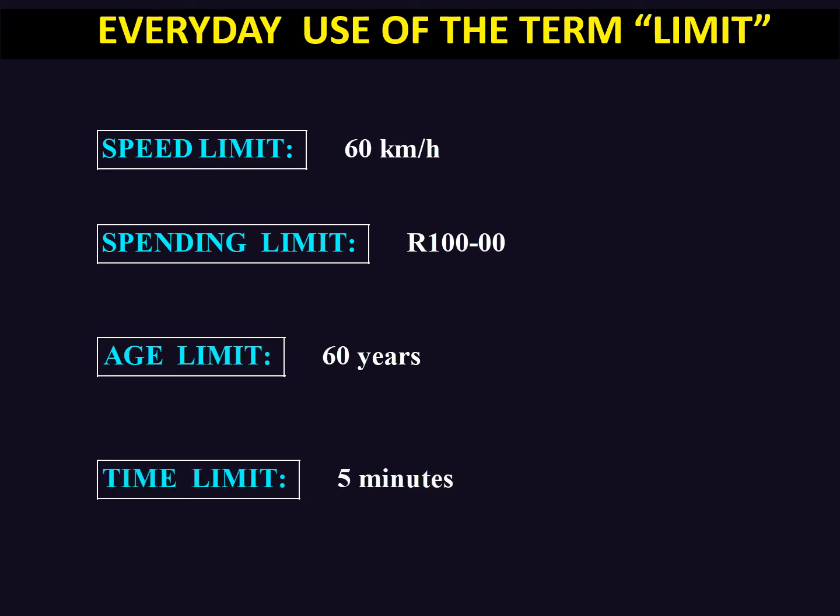Time limit. You're given a time limit of doing something in 5 minutes. You're expected to do it in 5 minutes. If you can do it in 4,9, good for you. If you take 5,1, take a little bit longer. But you can't go and take 10 minutes. Right? And you've exceeded the time limit. So we want to get close to that limit.